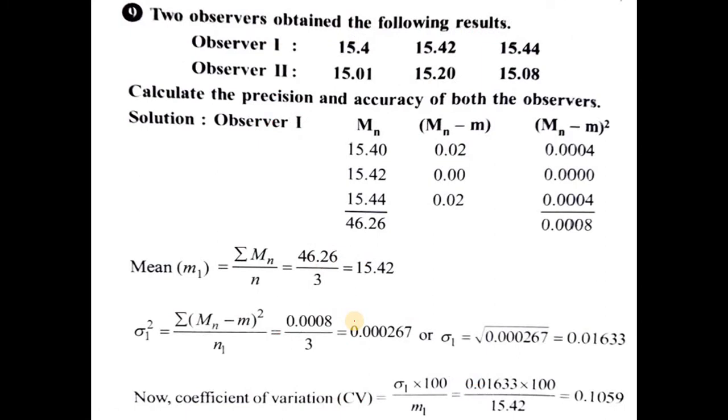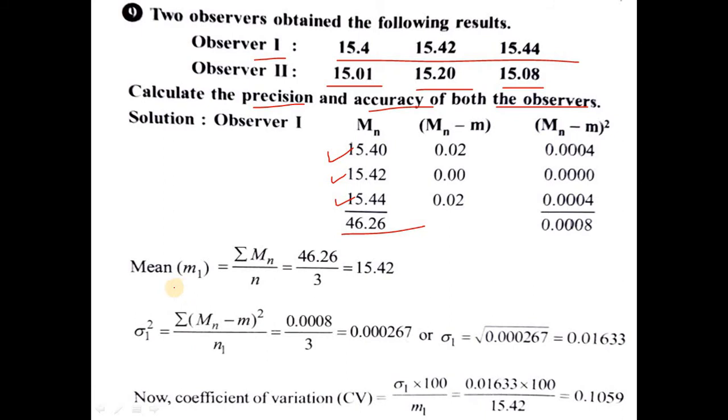Then problem number 9: two observers obtain the following results. Observer first has these results 15.4, 15.42, 15.44, and second 15.01, 15.20 and 15.08. Calculate the precision and accuracy of both the observers. So first, the reading observations are 15.40, 42 and 44. Then when we take the summation, it is 46.26. So this is the summation.